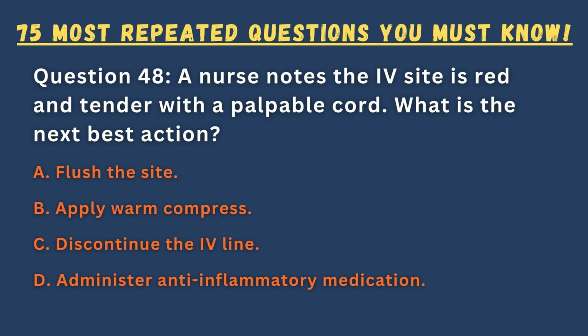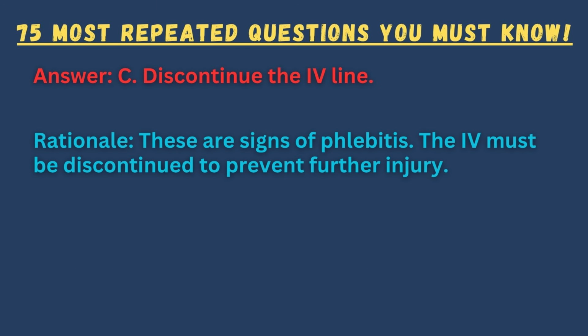Question 48. A nurse notes the IV site is red and tender with a palpable cord. What is the next best action? A. Flush the site. B. Apply warm compress. C. Discontinue the IV line. D. Administer anti-inflammatory medication. Answer: C. Discontinue the IV line. Rationale: these are signs of phlebitis. The IV must be discontinued to prevent further injury.